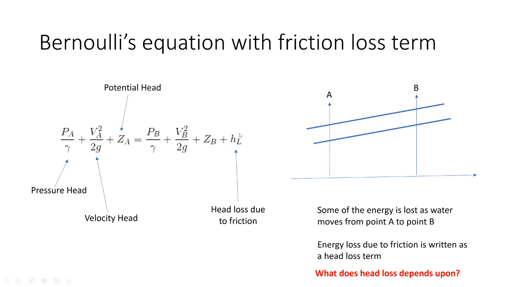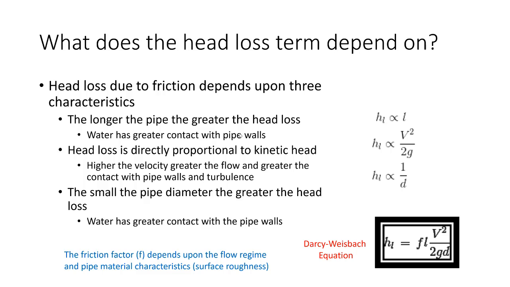So let's take a deeper look at that head loss term and see what it actually depends on. Head loss due to friction depends on three characteristics. Clearly, the longer the pipe, the greater is the head loss. So if I were to move water over a kilometer, I'm going to experience a greater head loss than moving the water, say, over half a kilometer. That is intuitively obvious because the water has come into greater contact with the pipe, which causes frictional resistance.